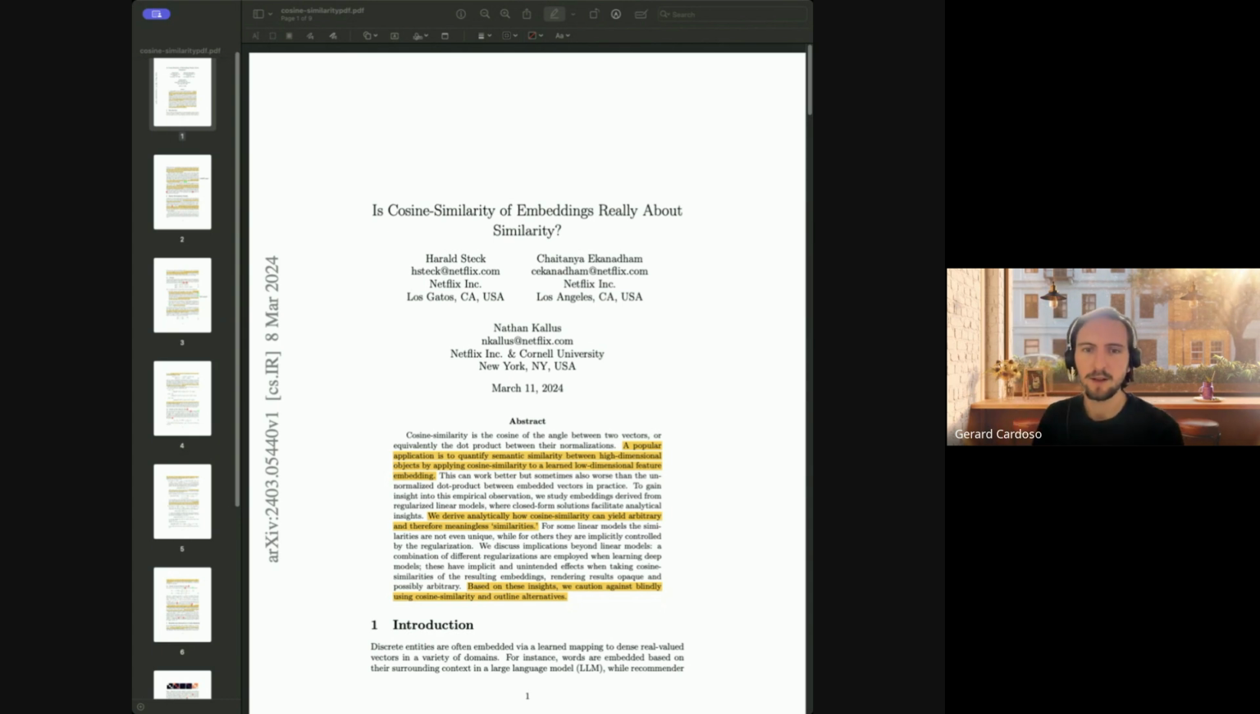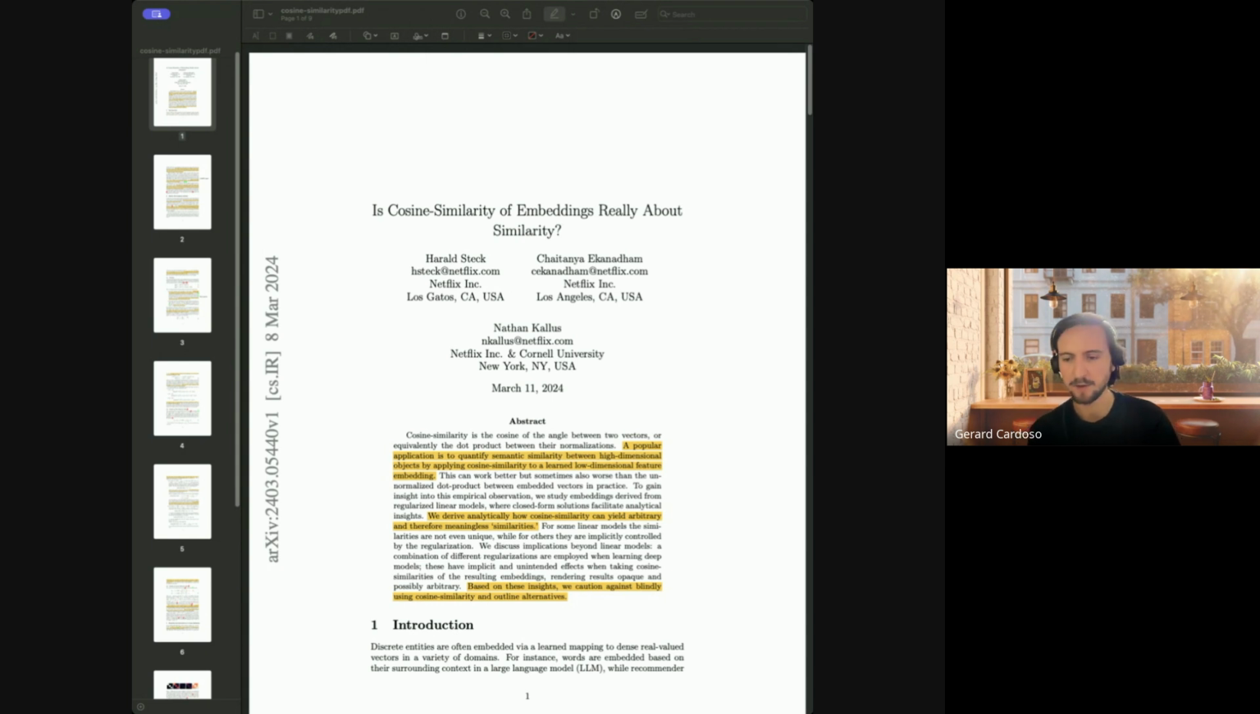Cool. So today I'm going to be talking about this paper, which was released by a few people from Netflix, around what's the deal with cosine similarity, and does it actually represent similarity, and is it a good measure to be using when we want to compare two objects using their vector representations.